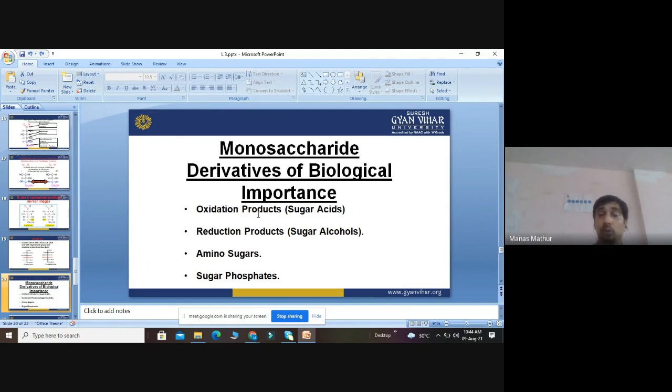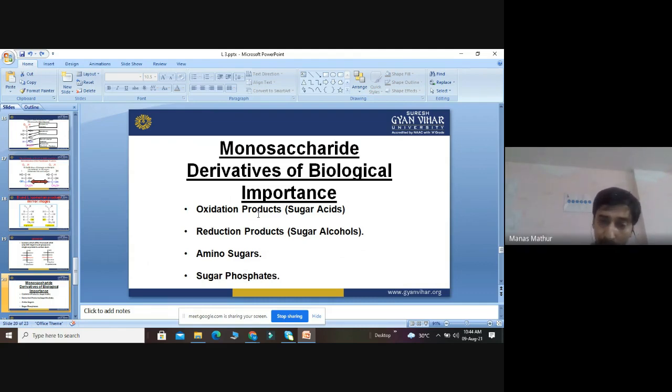we talk about monosaccharide derivatives of biological importance. So what is the importance of monosaccharides in nature? See, monosaccharides give oxidation and reduction products. When the aldehyde goes for oxidation, it will produce acids, so it will produce sugar acids. And when the aldehyde is reduced, it will produce what? It will produce sugar alcohols.